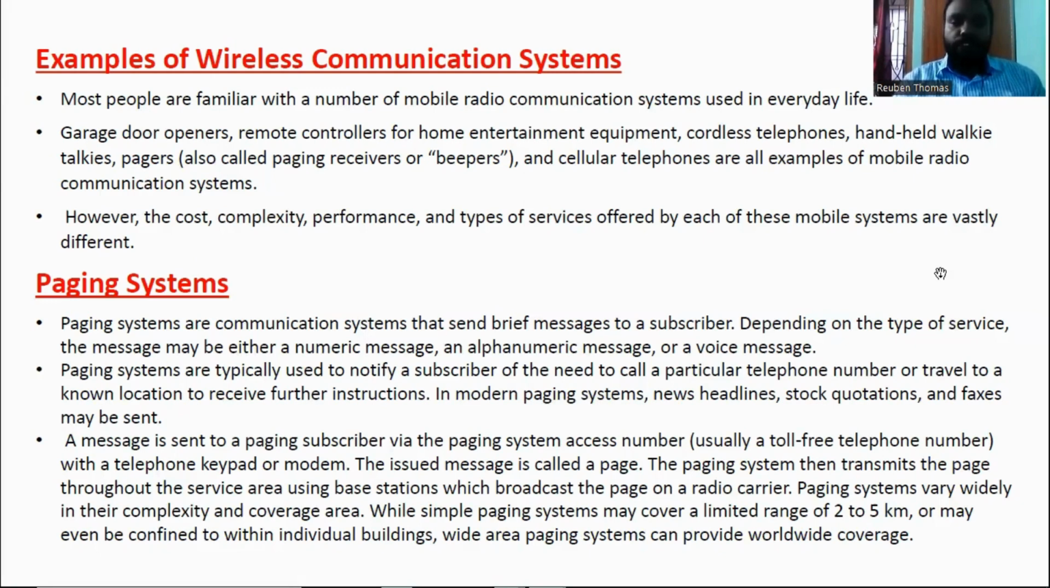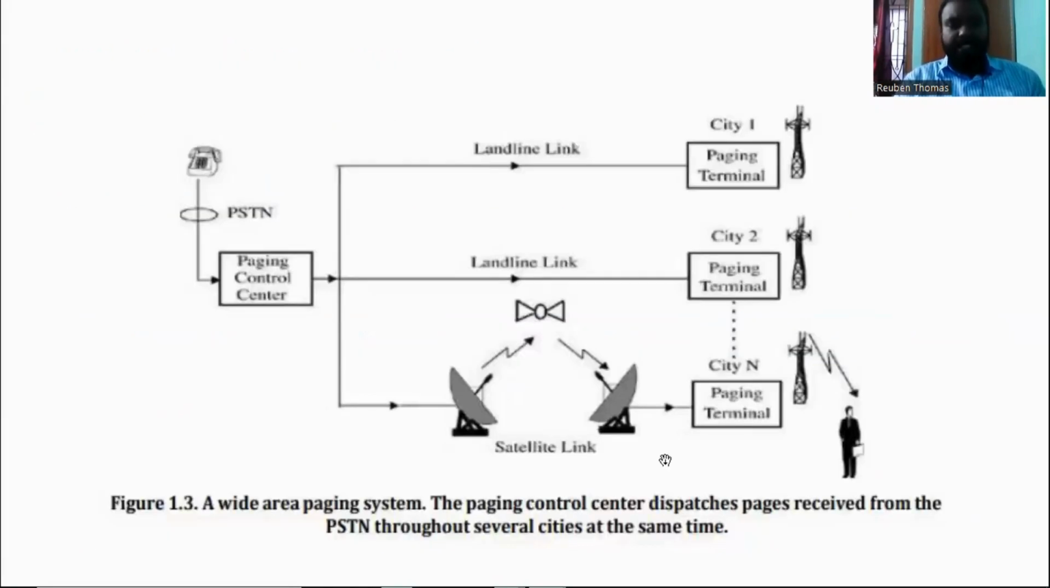When you go for wide area paging systems, you can see the public switched telephone network, where the paging control network is connected through landline link 1, landline link 2, and the satellite link. The landline links connect the city 1 paging terminal, city 2 paging terminal, city 3, up to city n, which is communicated through the satellite, where the paging control center dispatches the pages received from the public switched telephone network throughout several cities at the same time.